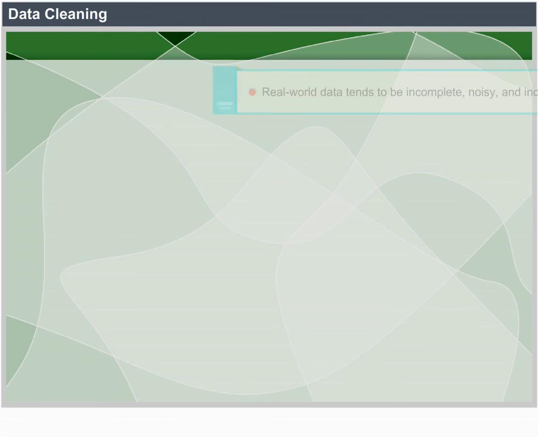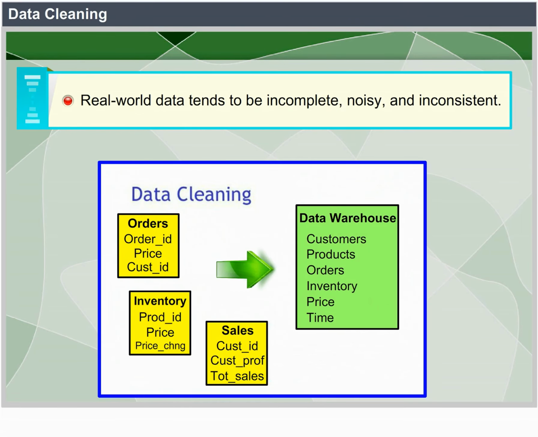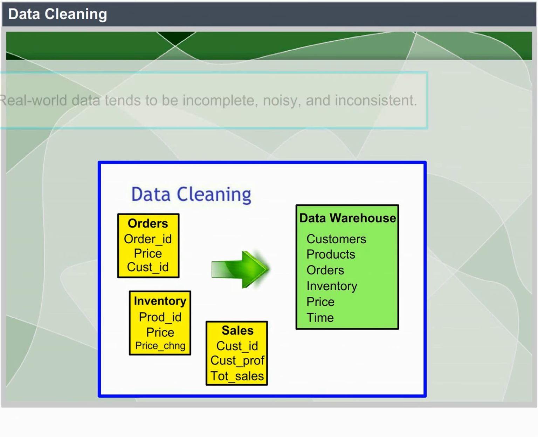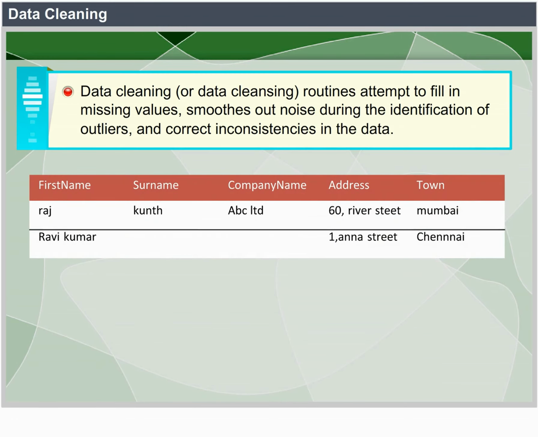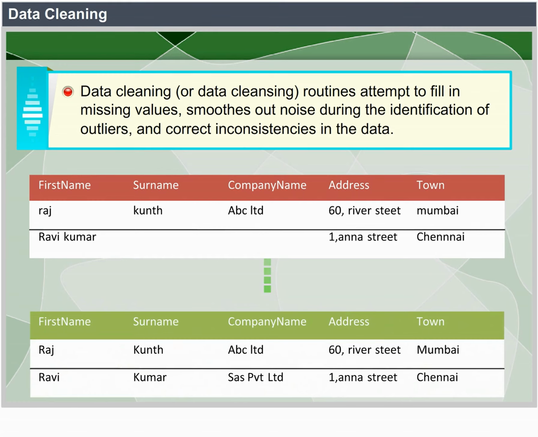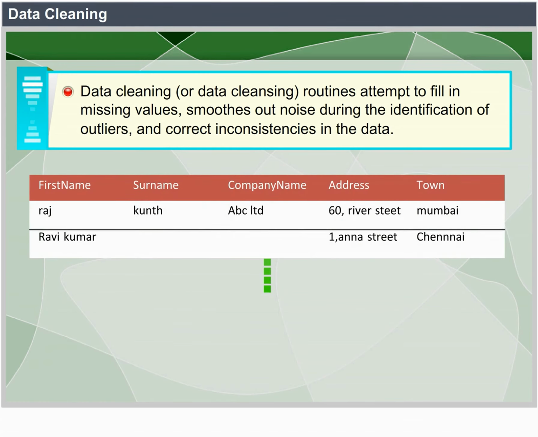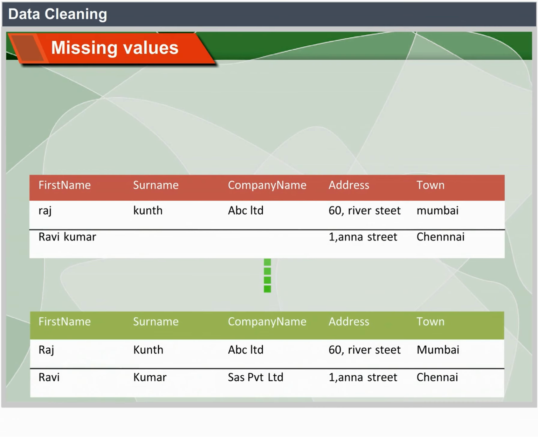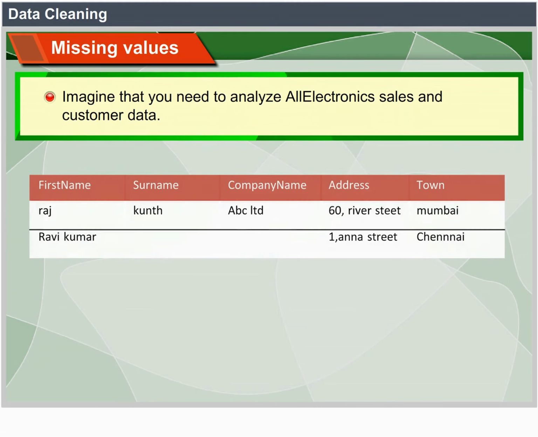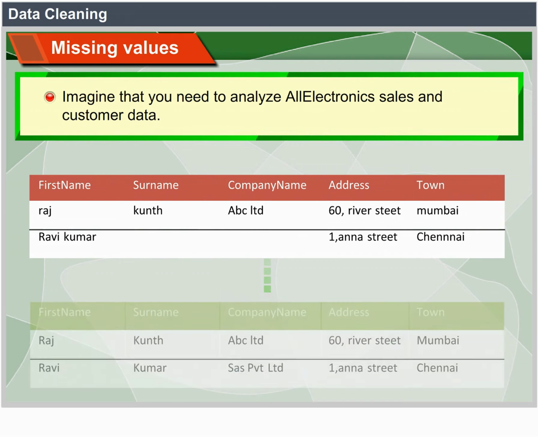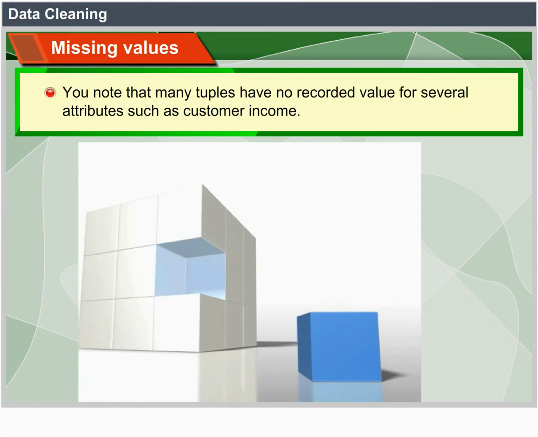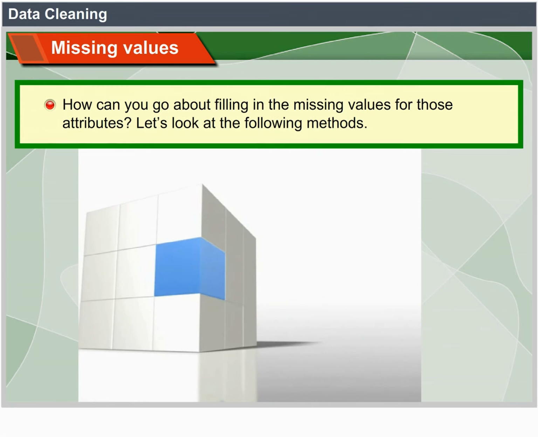Data cleaning. Real-world data tend to be incomplete, noisy, and inconsistent. Data cleaning or data cleansing routines attempt to fill in missing values, smooth out noise while identifying outliers, and correct inconsistencies in the data. Missing values. Imagine that you need to analyze all electronic sales and customer data. You note that many tuples have no recorded value for several attributes such as customer income. How can you go about filling in the missing values for this attribute? Let's look at the following methods.